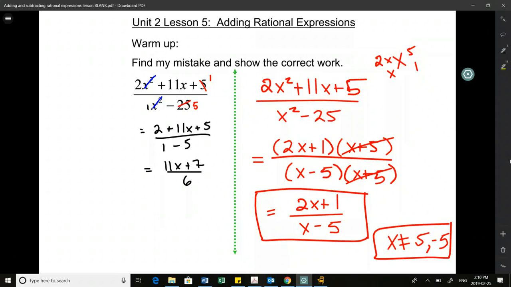So the first thing that you guys probably did when you got into your groups is found the mistake, and then talked about how we might correct that, right? Oh well, she's canceling things that have individual terms, so right next to pluses and minuses. That's something we definitely don't want to do.